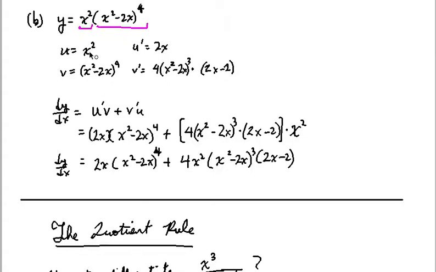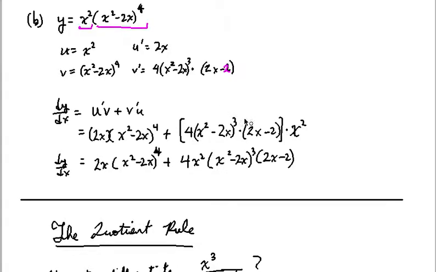So u is x squared, u prime is 2x, v is that function. I take the derivative of that, so that's going to be 4 times the original raised to the 3rd power times the derivative of the inside, which is 2x minus 2, sorry. Okay, and then I plug those back into my formula. U prime is 2x, so I put that in. V is that. V prime, so be very careful with your parentheses.